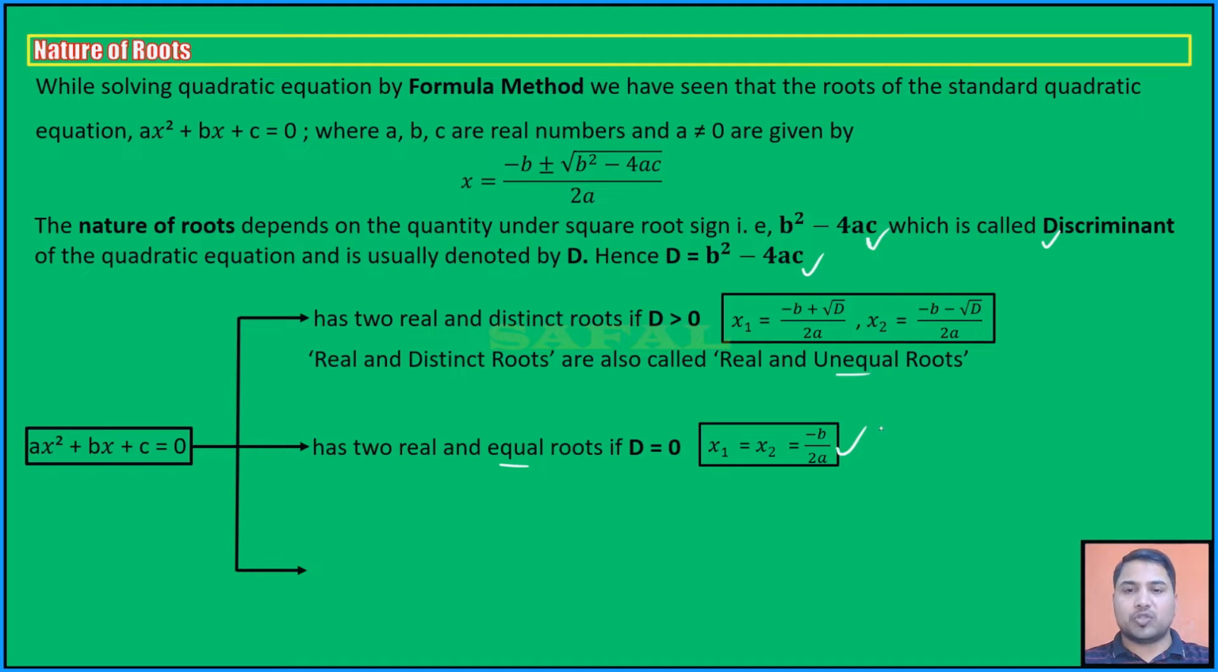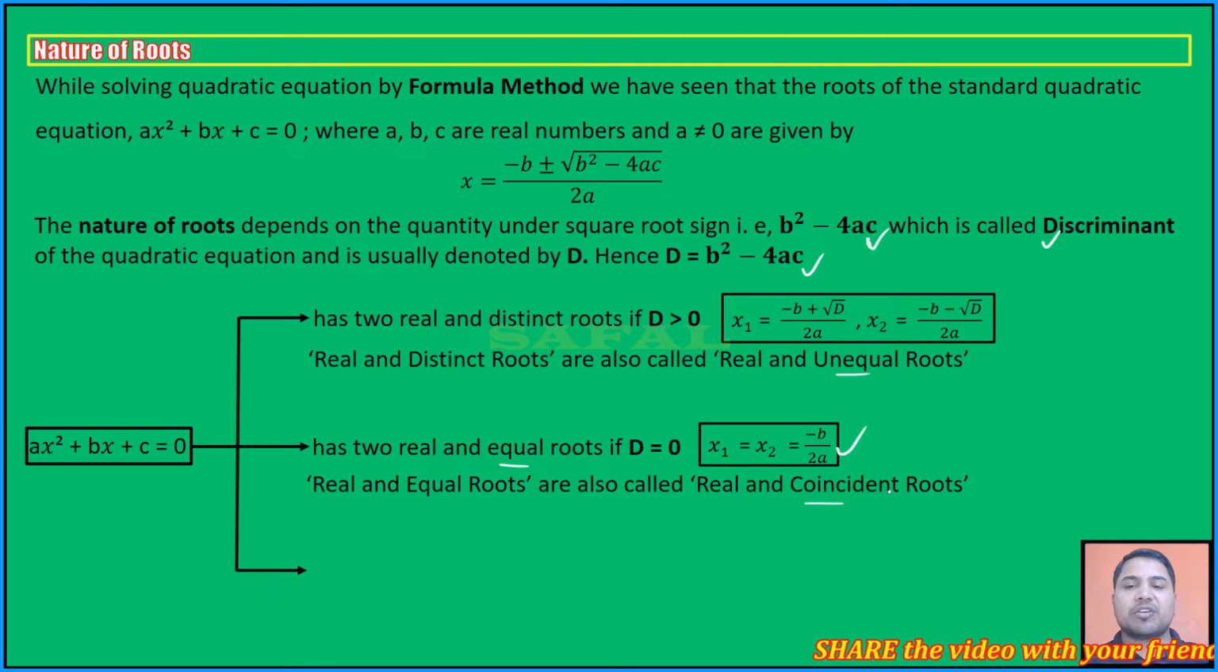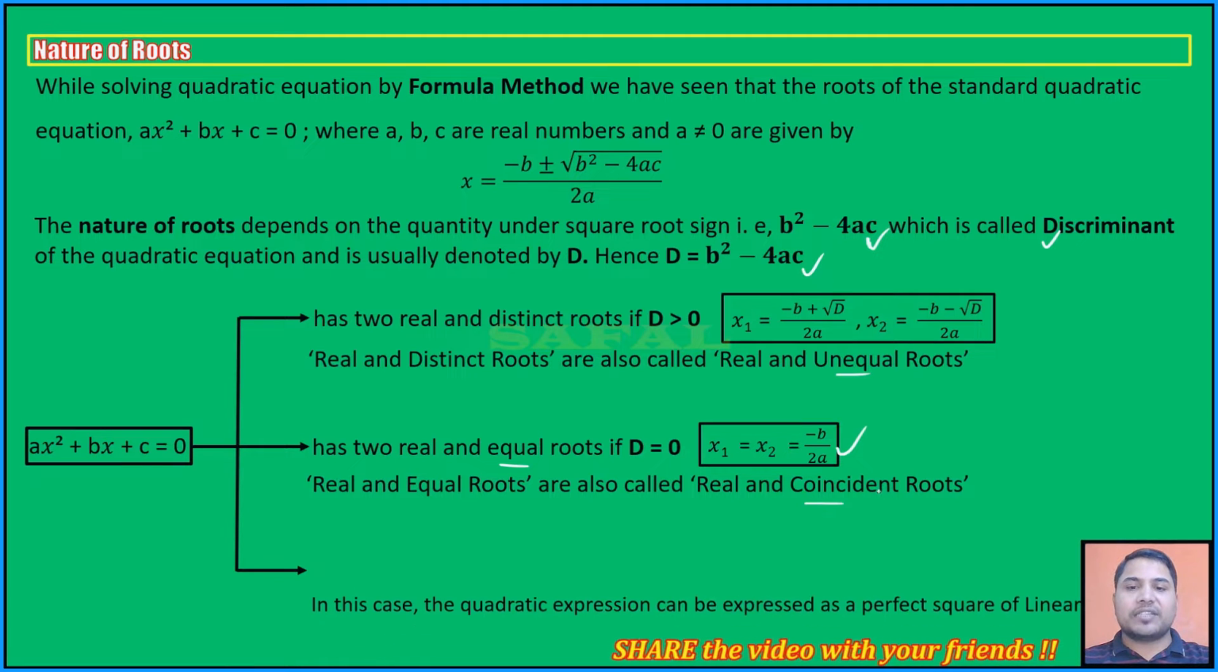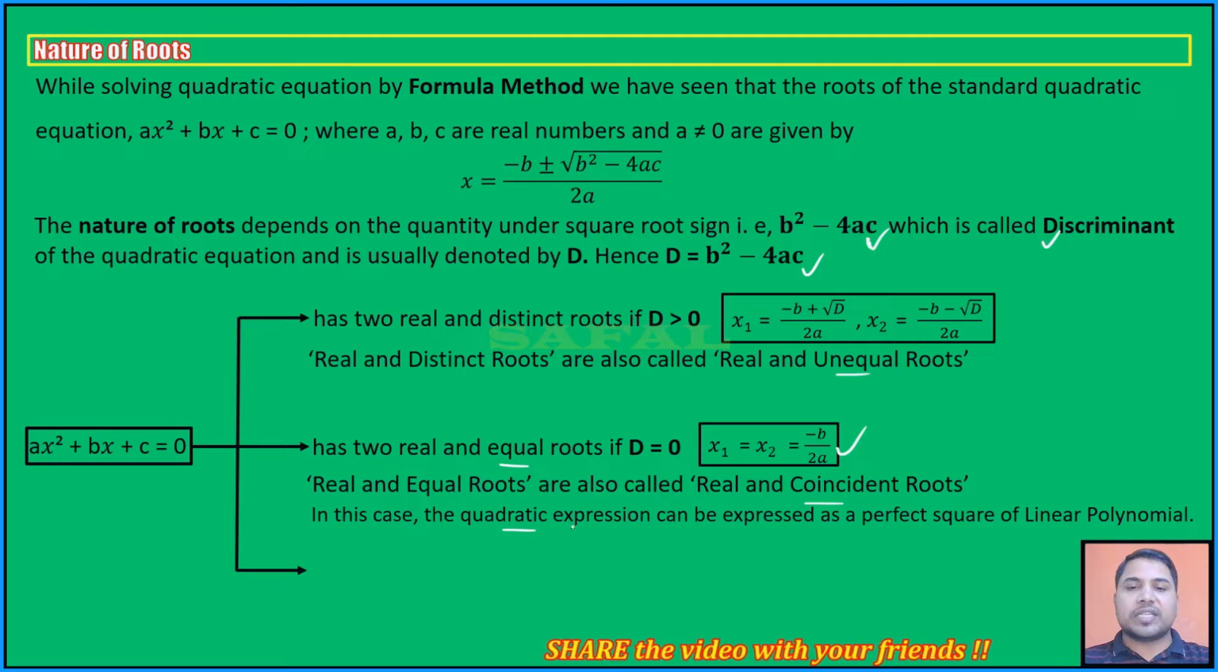minus b by 2a. Before moving to the negative case, we also need to note that real and equal roots are also called what? Coincident roots. Many times they call it a repeated root as well. Also when the discriminant is 0, the quadratic equation can be expressed as a perfect square of a linear polynomial. So this point you can keep in mind.